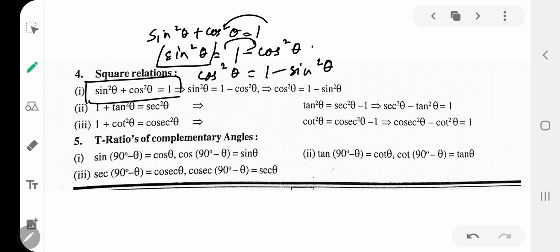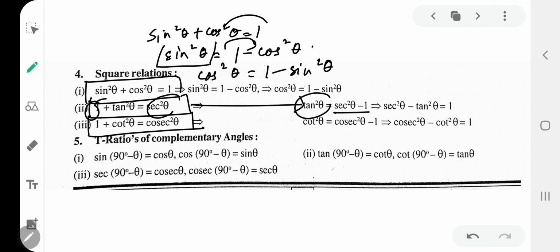Similarly, you have another square relation, that is 1 plus tan square theta is equal to sec square theta, and 1 plus cot square theta is equal to cosec square theta. Yes, you have to remember all these. Even for this, you can make tan square theta the subject. Sec square theta is here, this 1 will go there as a subtraction. So you will get tan square theta is equal to sec square theta minus 1. And cot square theta from this equation is equal to cosec square theta minus 1.